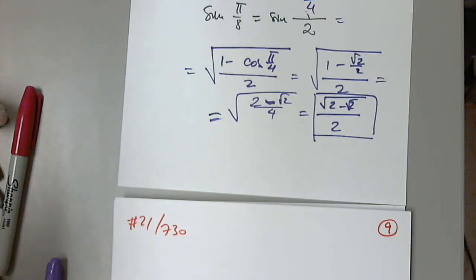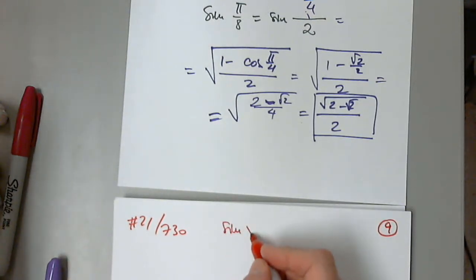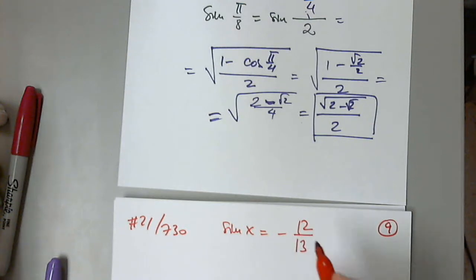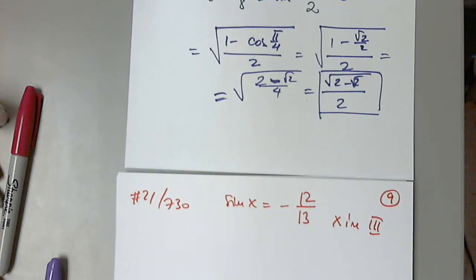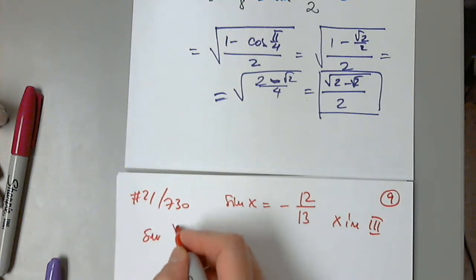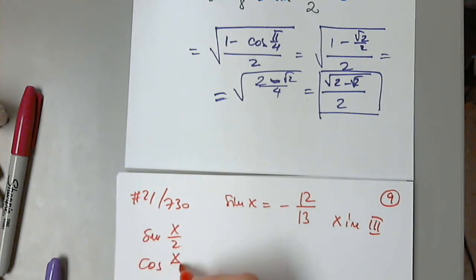730, 21. Yes. So sine x equals negative 12 over 13, and x is in the third quadrant. All we're doing is just practicing these identities. So here the question is asking us to find sine x over 2, cosine x over 2, and tangent x over 2.